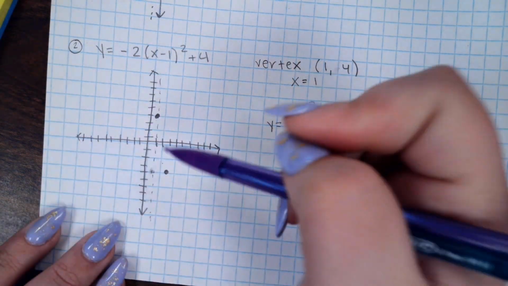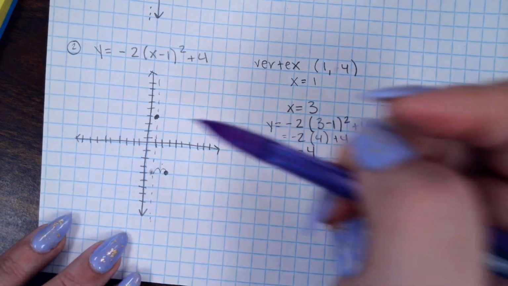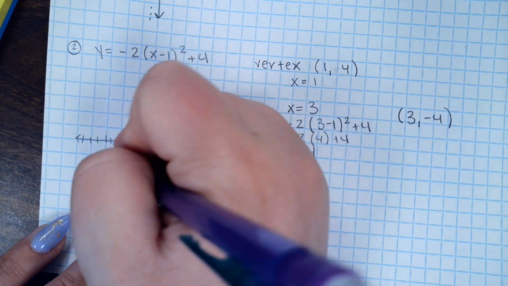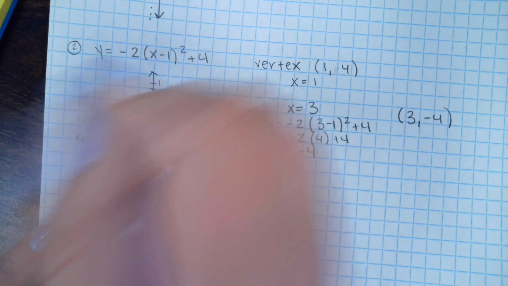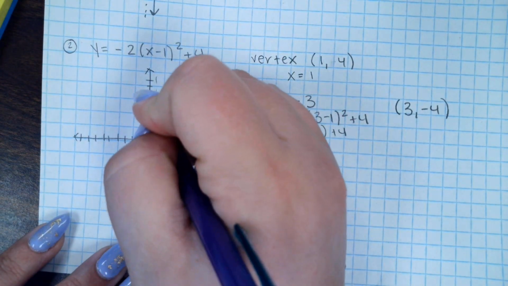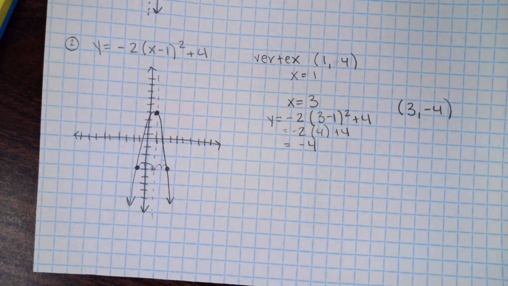All right, now we use symmetry. So we are 2 spots away from my axis of symmetry. So if I go 2 more, 1, 2, I'm going to be at negative 1, negative 4. Once we have our 3 points, go ahead and graph it.